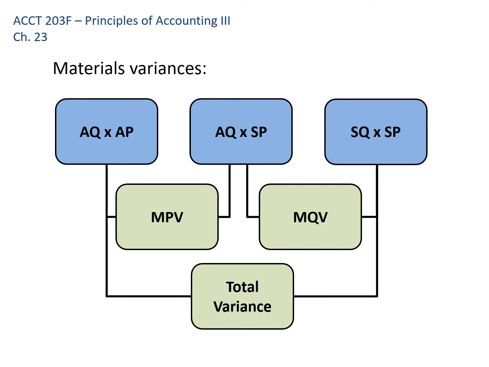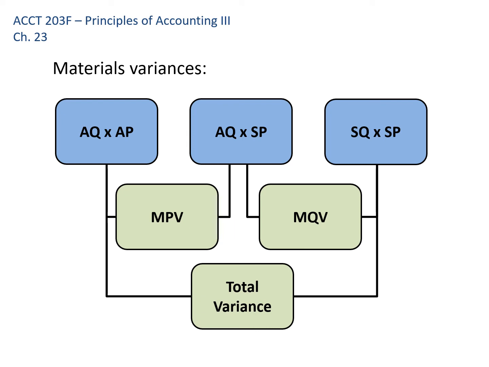So the two outside pieces there are what did I actually pay and what should I have paid. Now the one in the middle is picking up the AQ from the left side and the SP from the right side. So I'll look at the actual quantity times the standard price. So when I look at the difference between AQ times AP and AQ times SP, notice that I'm holding AQ the same, and I'm looking at the difference in the price between the actual price and the standard price. So that will give me the material price variance.